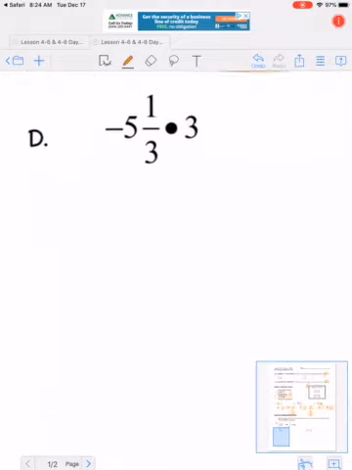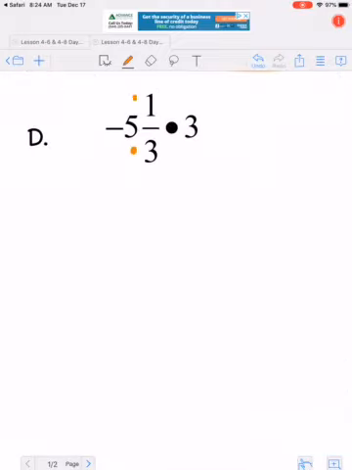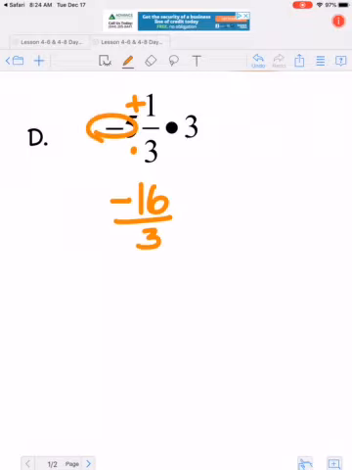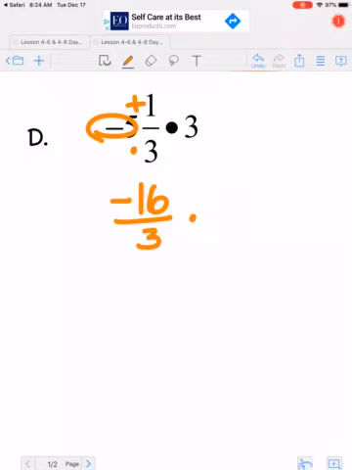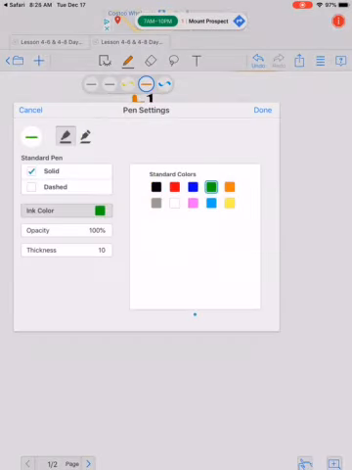Okay, so for letter D, we're going to do the same thing, make it into an improper fraction. So 5 times 3 is 15, plus 1 is 16, so this is going to be a negative 16 over 3 because we have that negative sign in front. And then we're going to times it by 3 over 1.